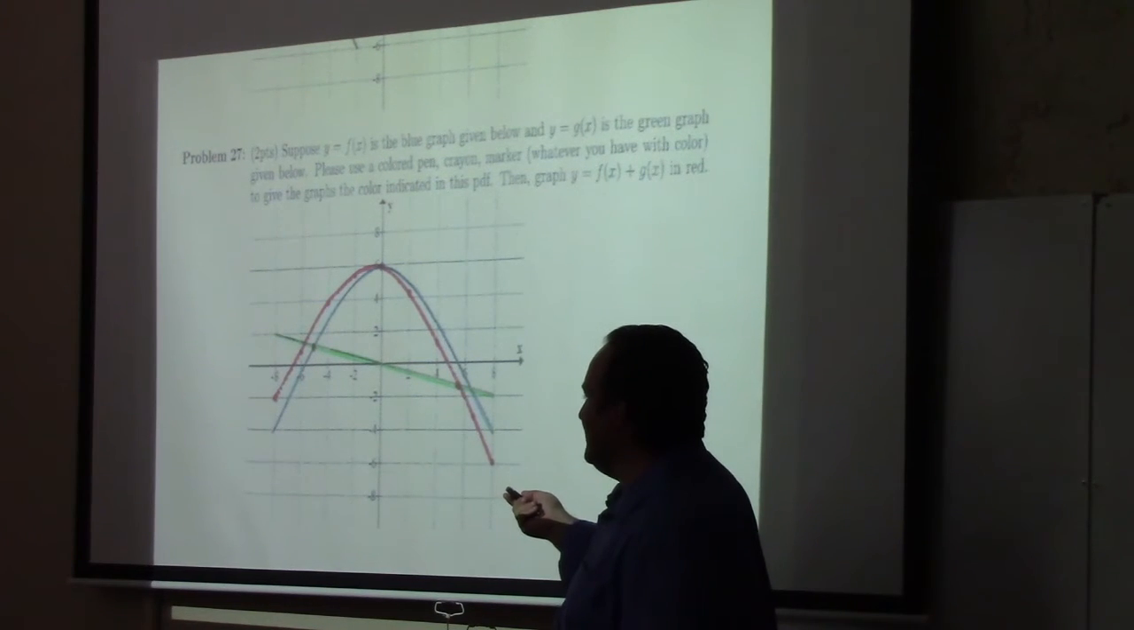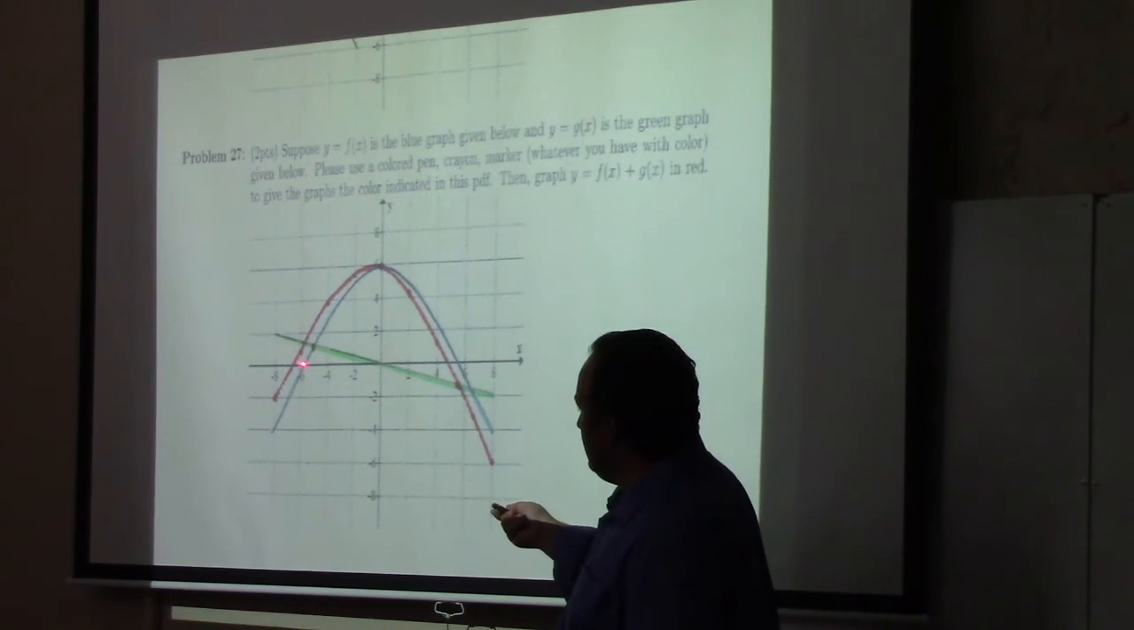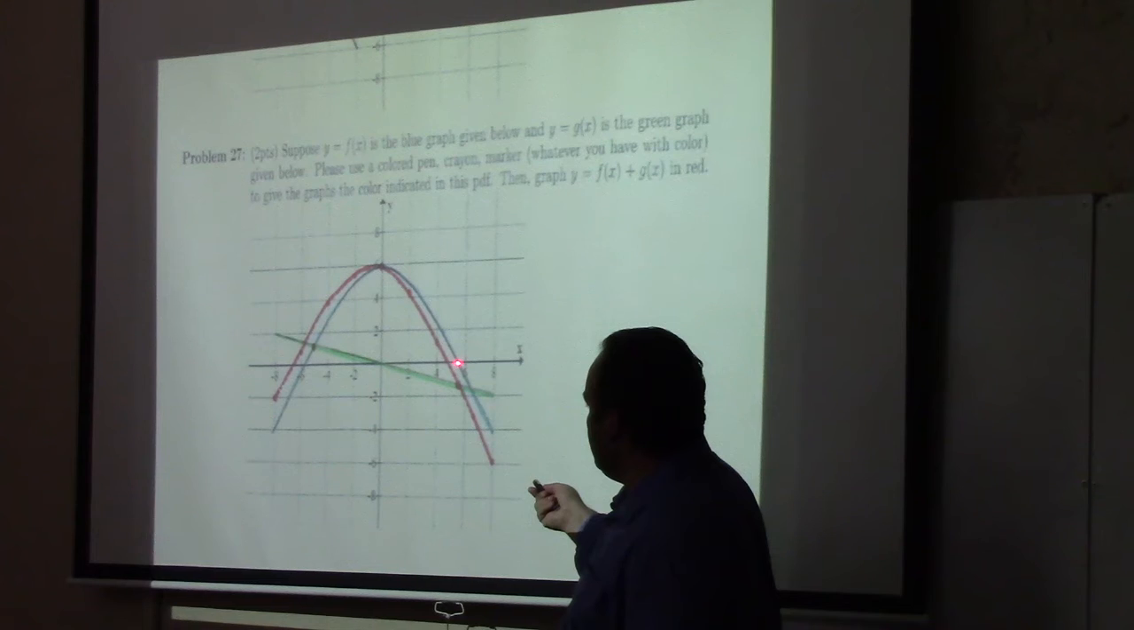There are some helpful guides. If you're adding two functions, in this case the blue and the green, and one of the functions is 0, then the graph of the sum has to just be the one that's non-zero. Like here, that blue one's 0, so green plus blue is just the green. Over here, blue is 0, so green plus blue is just the green. And over here, green is 0, so green plus blue is just the blue.